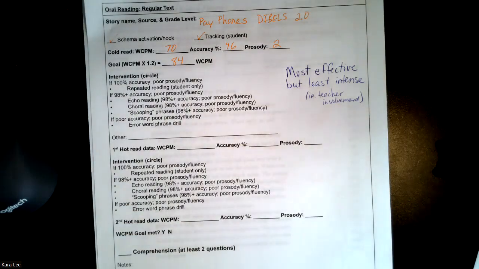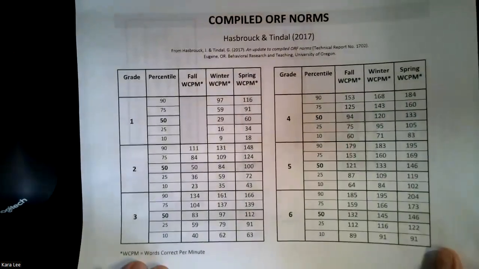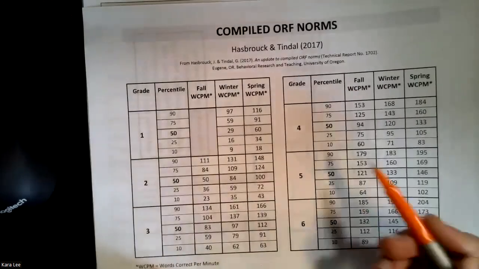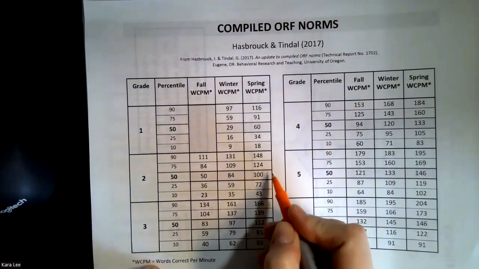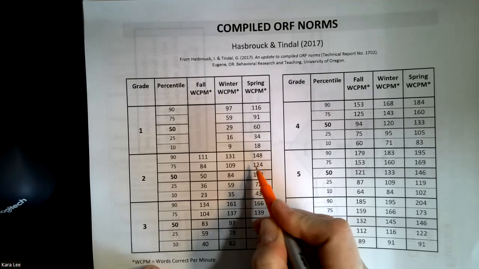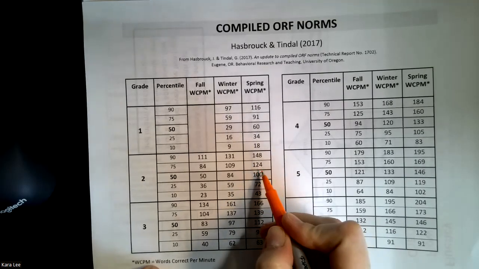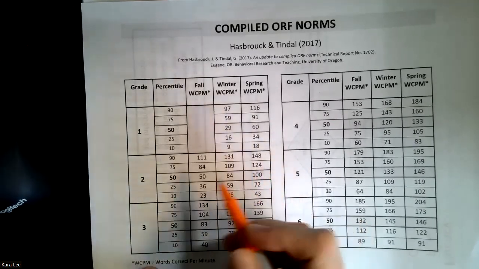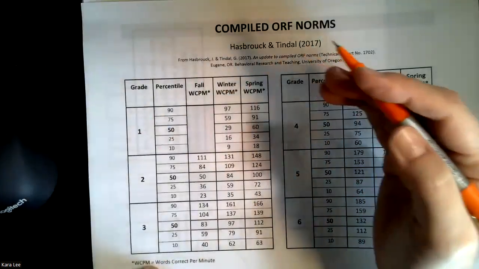And that brings me back to our norms. We always want to keep in mind, for example, that I'm working on a second grade level, but my student is in fifth grade. I want to keep this at 100 words a minute, really the 100 to 124, so above 100 would be even better. That 75th percentile would be the best. For me to get that student to read 124 words a minute with 95% accuracy is kind of the long-term goal.